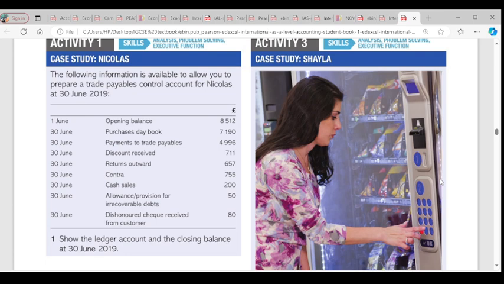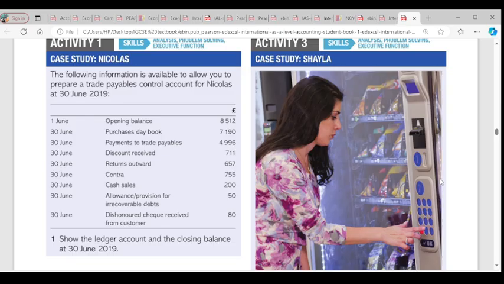The following information is available to allow you to prepare a trade payables control account for Nicholas. We have different items here. We have an opening balance of 8,512. The opening balance here is a credit entry, because they said it's a trade payables control account for Nicholas.